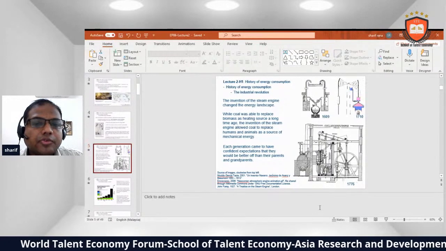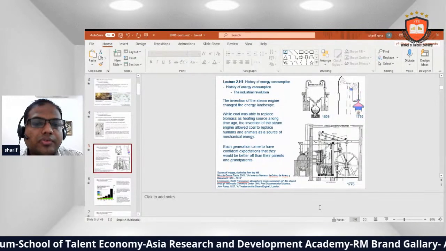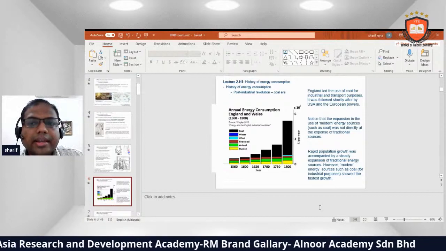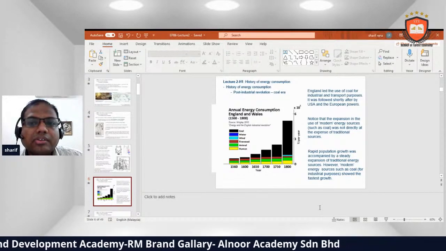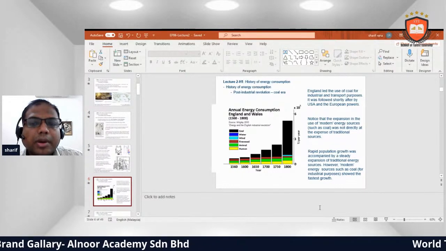Each generation came to have confident expectations that they would be better off than their parents and grandparents. England led the use of coal for industrial and transportation purposes. It was followed shortly after by the US and European powers.